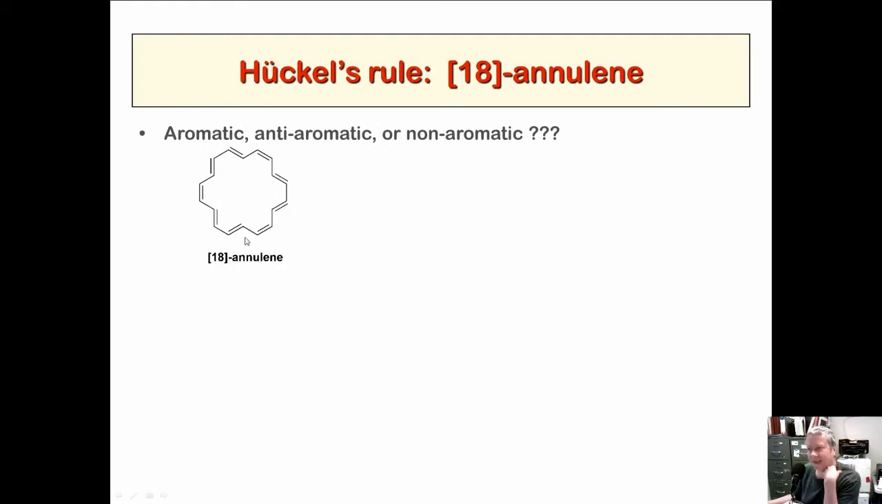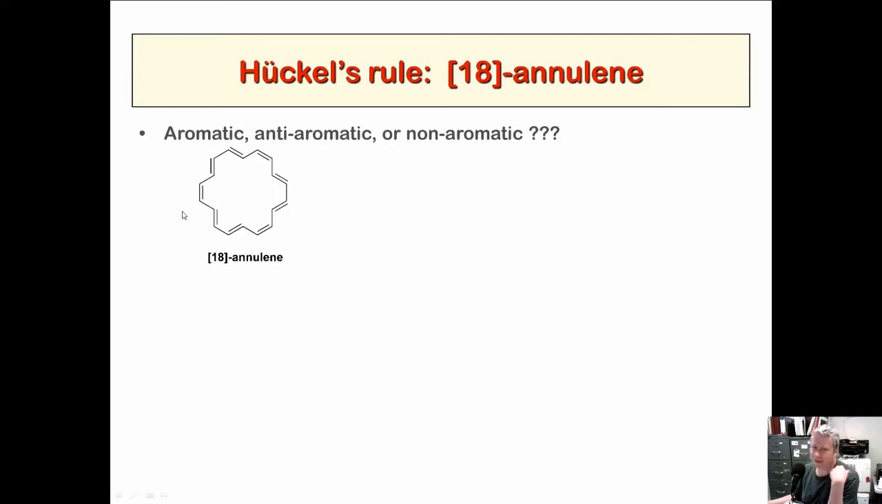So does 18 match 4n plus 2 or 4n? Think about 4n real quick, where n is 4. That means 4 times 4 is 16, right? So anti-aromatic would be 16 electrons, but this is not 16, it's 18. So maybe it matches the 4n plus 2 rule, Huckel's rule, and then it'd be 18 electrons, right?